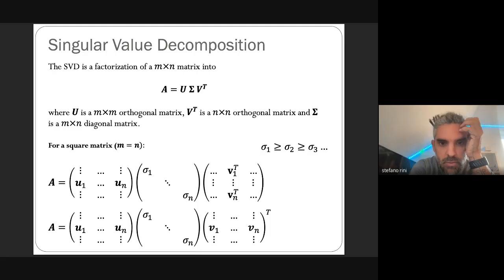So U is an orthogonal matrix, and it's m times n. V transpose is an orthogonal matrix, also n times n. And then there is a diagonal matrix, which is this sigma, which has the size of the minimum between m and n. Okay? So you see here that we can represent this as the rows of the orthogonal; the orthogonality of the rows is in this direction, and here the orthogonality of the rows is in that direction. Okay.